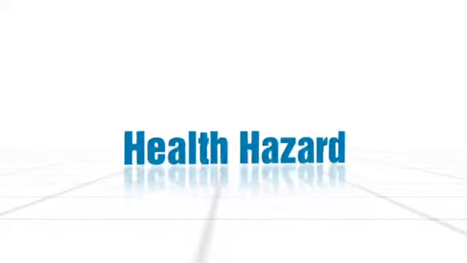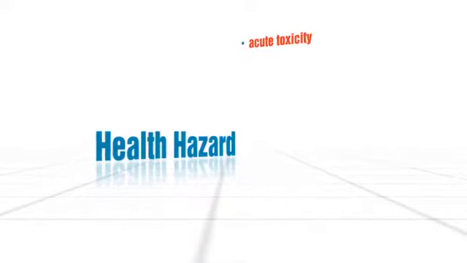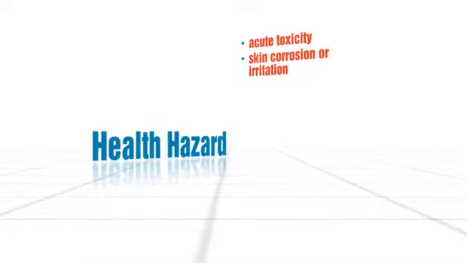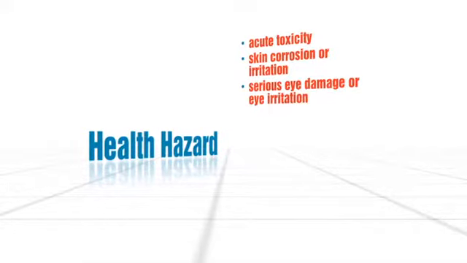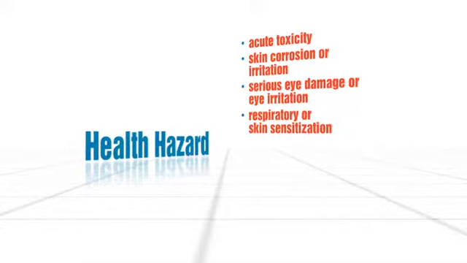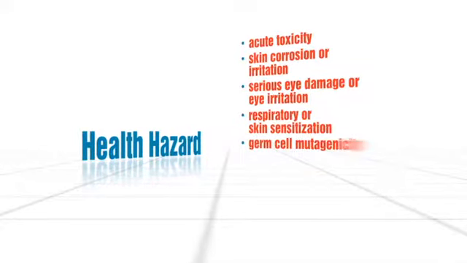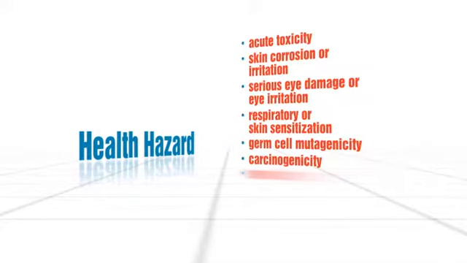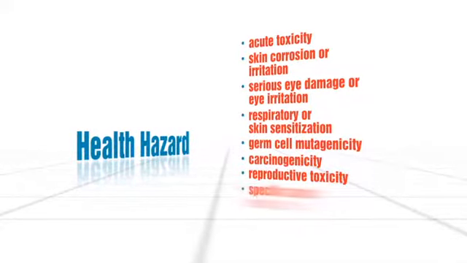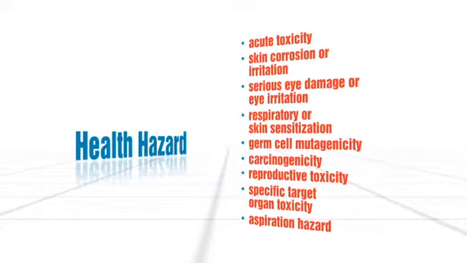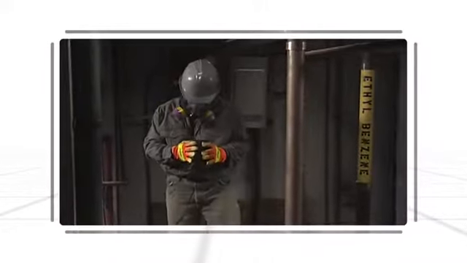A health hazard is a chemical that poses acute toxicity, skin corrosion or irritation, serious eye damage or eye irritation, respiratory or skin sensitization, germ cell mutagenicity, carcinogenicity, reproductive toxicity, specific target organ toxicity, or aspiration hazard. An example of a health hazard is corrosive sulfuric acid found in battery acid. Another example of a health hazard is the carcinogen benzene.